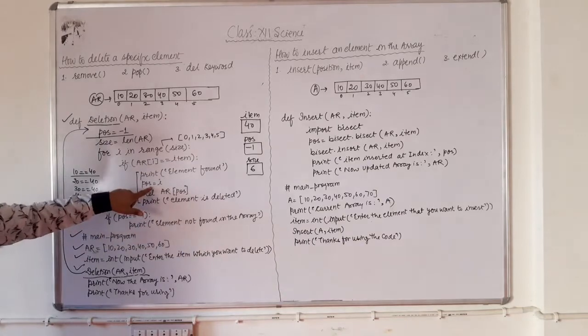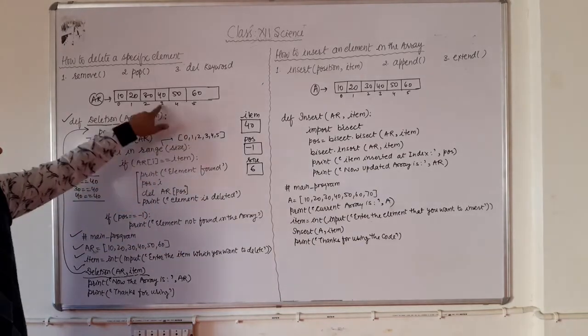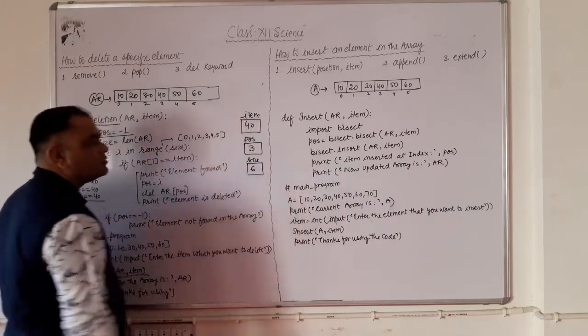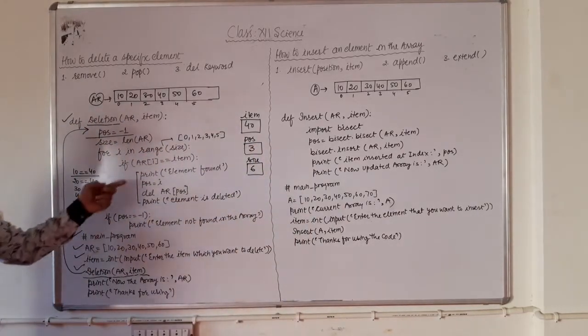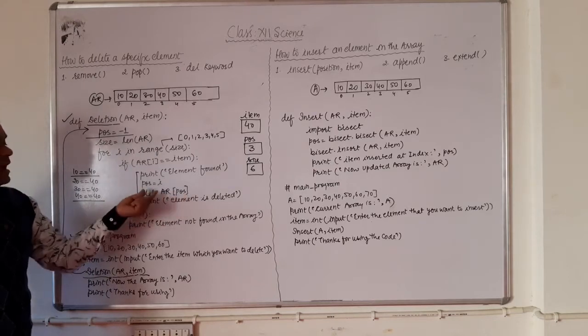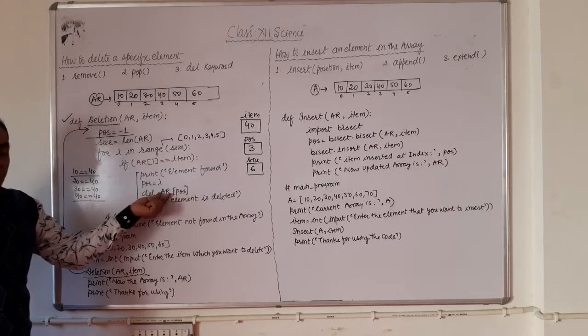Now, what is there in the position? Position variable means I equal to 3. Here, the position variable stores 3. Done? Then delete AR3. What will happen? Just see. Delete is a command. AR is the name of the array.